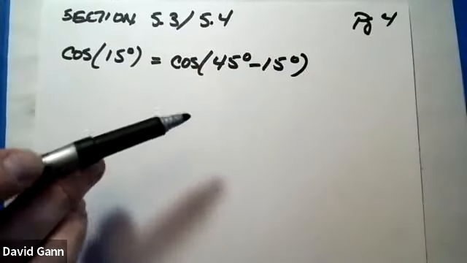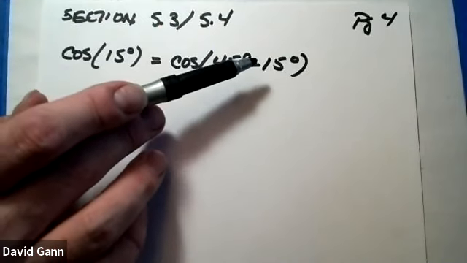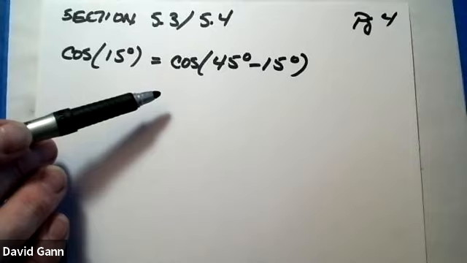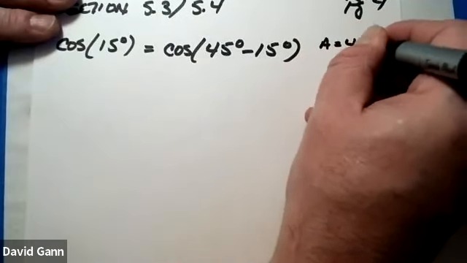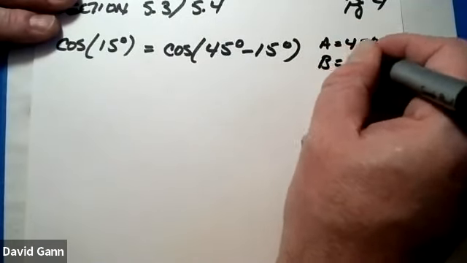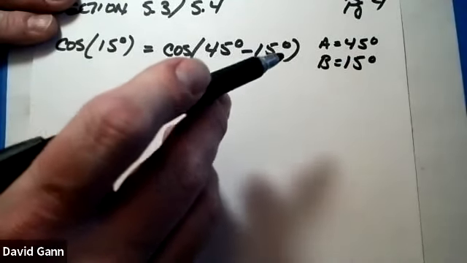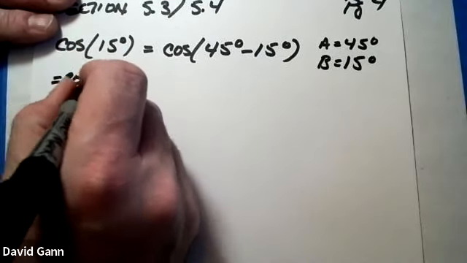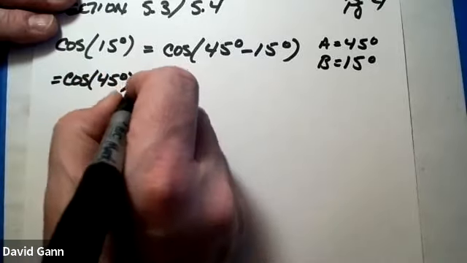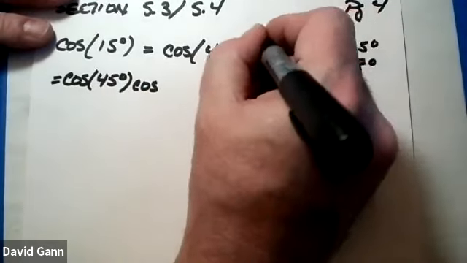Now we could do this exactly like saying that A is 45 and B is negative 15, but let's apply the negative version of this. So taking A to be 45 and B equal 30, applying the cosine A minus B formula, we have that this is equal to the cosine of the first thing, which is 45 degrees, times the cosine of 30 degrees.